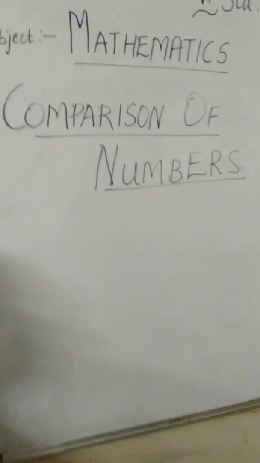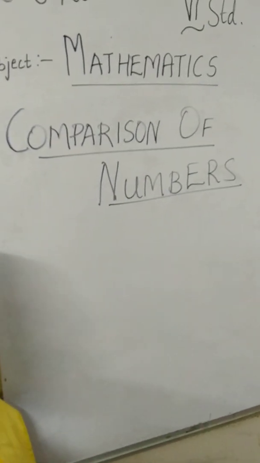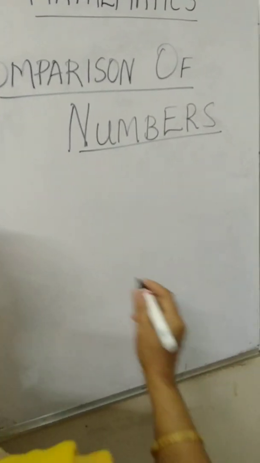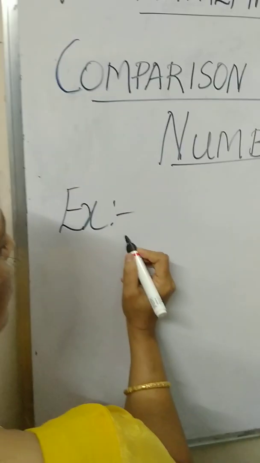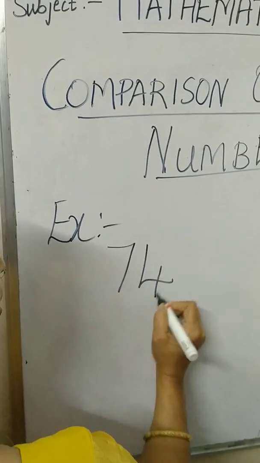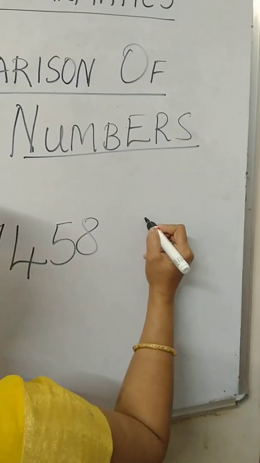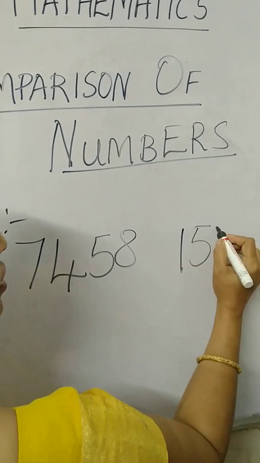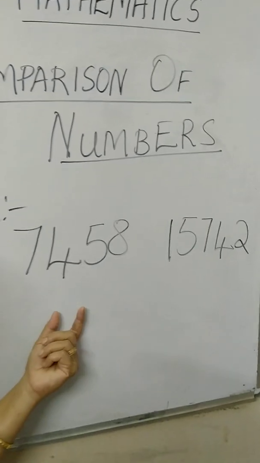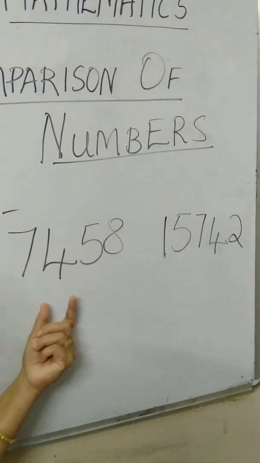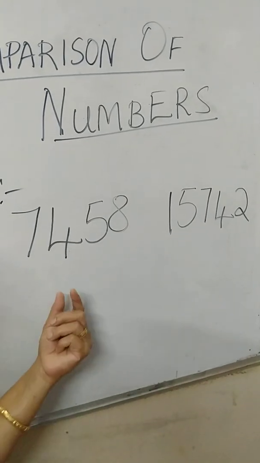Comparison is nothing but comparing any two numbers or many numbers to know which is the greatest or which is the smallest. For example, 7,458 and 15,742. When you look at these two numbers, you can easily make out which is the greatest or which is the smallest. I'll tell you another method to know which is greatest and which is smallest.